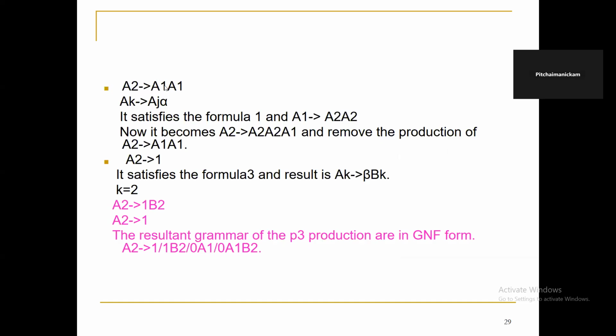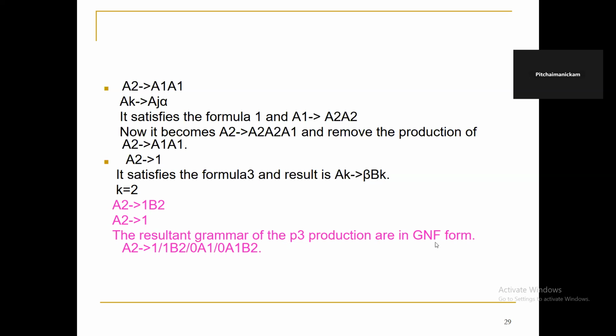We can choose the second production and find out whether any other productions are available for A1. So A1 derives A2 A2, and now it becomes A2 A2 A1. So remove the old production. A1 derives 1, there is 1 B2. You just satisfy the third formula: substitute k value equal to 2, you can substitute Ak derives alpha Bk, where alpha is 1 and Bk is B2. So A2 derives 1 or A2 derives 1 B2.